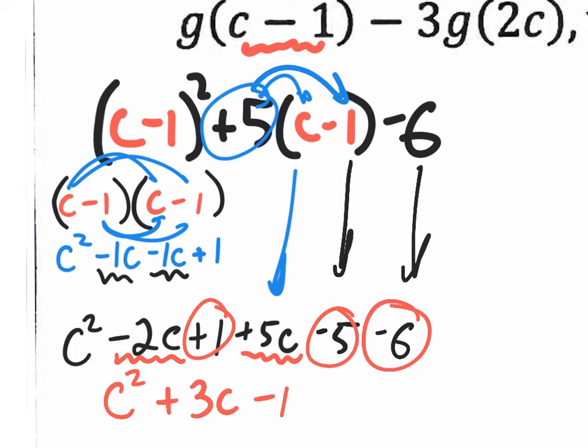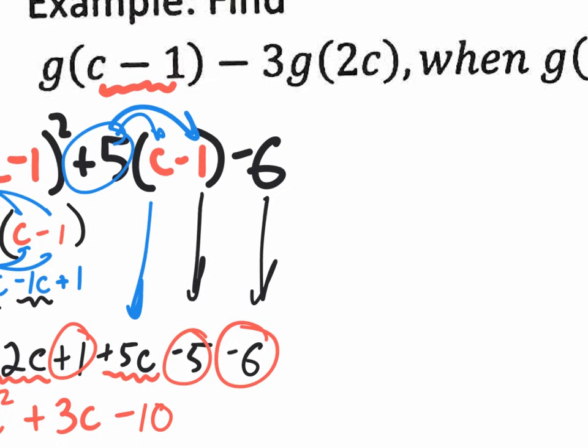Minus 10. So ladies and gentlemen, we barely have the g of c minus 1. That's what we barely have so far. We still need to go over here to this part of it and figure out what g of 2c is. And then after you figure out what g of 2c is, you're going to multiply that whole polynomial by negative 3. Okay, so let's first figure out what g of 2c is.